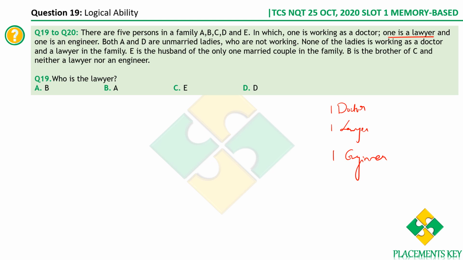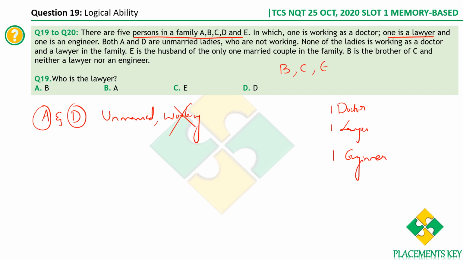We have both A and D are unmarried ladies. Okay, A and D, they are ladies. So ladies I'm representing. They are also unmarried, and they are not working. We know that there are 5 members in the family, out of which 2 are not working. So who are the remaining? We have B, C and E. So these 3 should be working and these are their occupations, but we are not sure who is a doctor, who is a lawyer, and who is an engineer among these three.